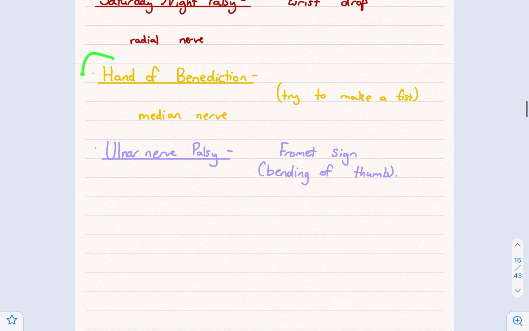Hand of benediction. This is a median nerve injury. So you get this thing called Pope's sign, like hand of benediction. And it looks like, for example, if you're doing a little gun thing with your hand, your index finger and your middle finger are straight, and your other fingers are bent. Oh, and your thumb's also straight. And it looks like a Pope's blessing.